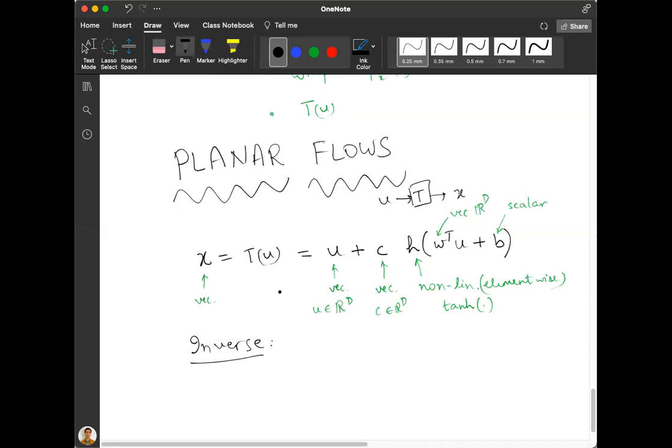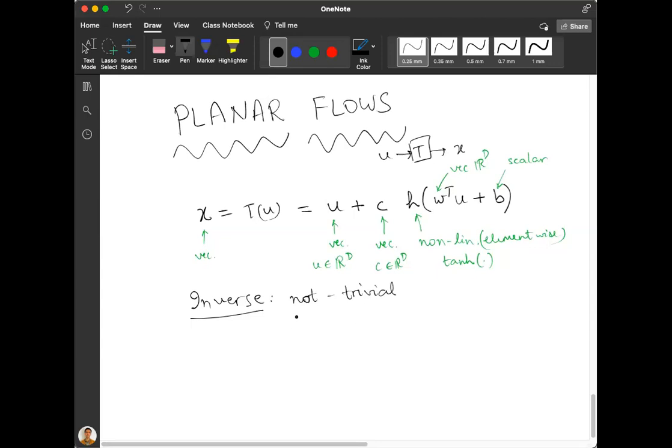What is the inverse of this T? So it turns out that it is not trivial to find. It's not explicitly available easily. So generally, this flow is used in such a way that you don't need to compute the inverse. Basically, it can be used for only those use cases where you don't need T inverse. So this has this limitation. It's not very easy to find the inverse. And generally, approximations are used.